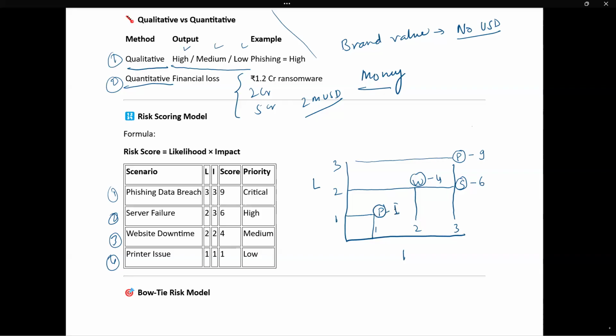Now let's talk about which risk you want to address first. Okay, let me ask you guys. Tell me which risk I should be mitigating first. High score, 9. Yes, so we are going to address the phishing data breach risk first. Second, probably 6. Yes, this would be first, this would be second, and this would be fourth. This is how we prioritize the risk. So we first have to identify the value of the risk, and then we can prioritize based on the priority.